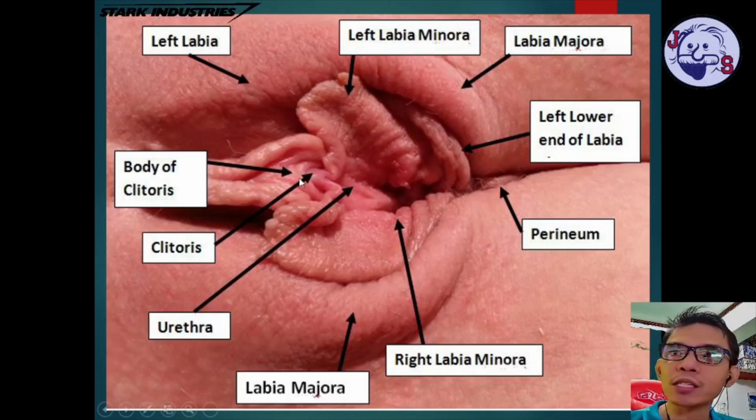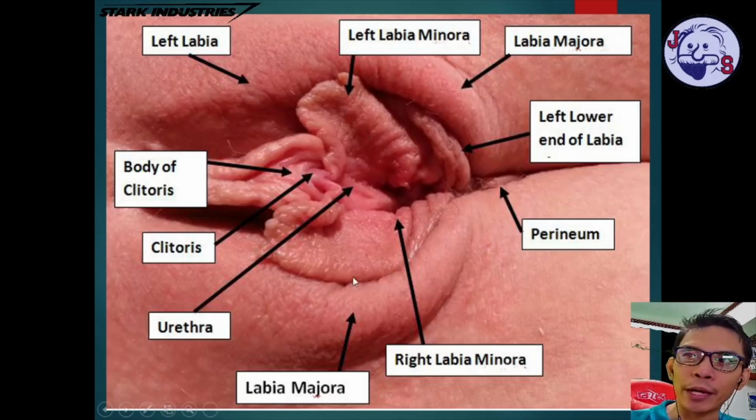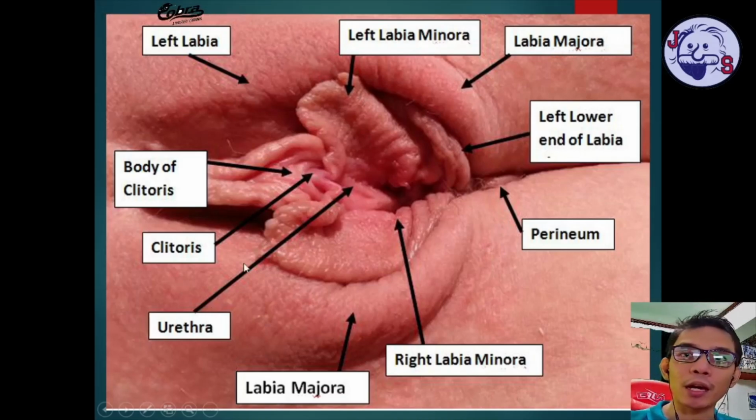Again, this is the clitoris over here. We have the labia minora over there, and over here is the labia majora. That is the urethra that you have. And over here, this is the vaginal opening, right here.